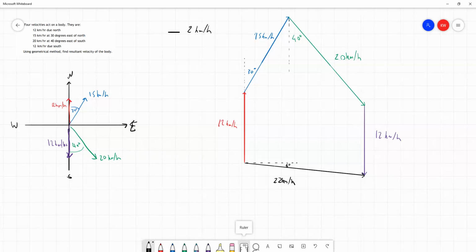So I hope this has been of some help. It is slightly harder to demonstrate when we're using the whiteboard here, but as I mentioned, there is an example using pencil and paper, which you can follow along with the course notes as well.